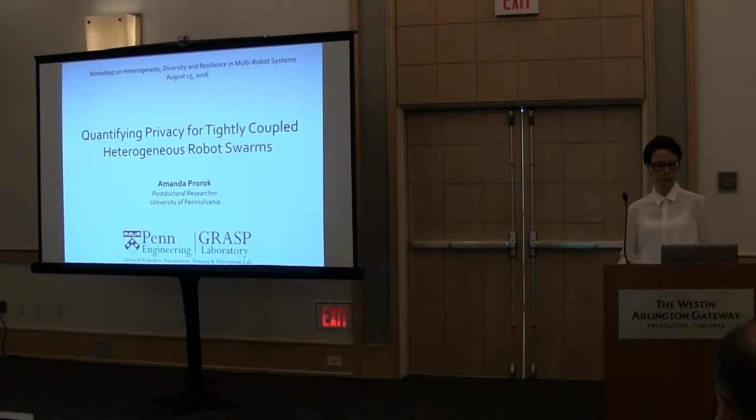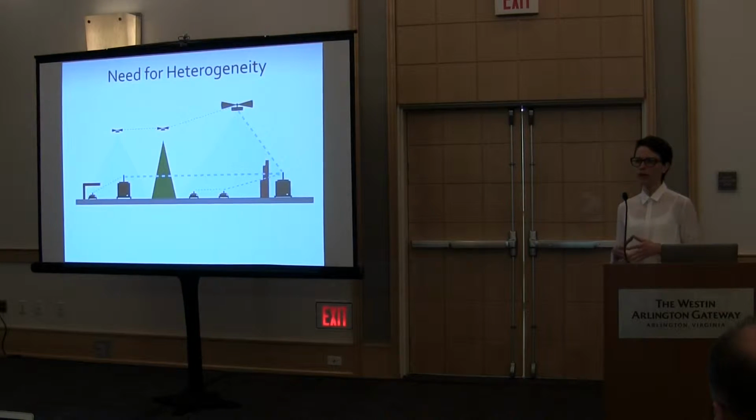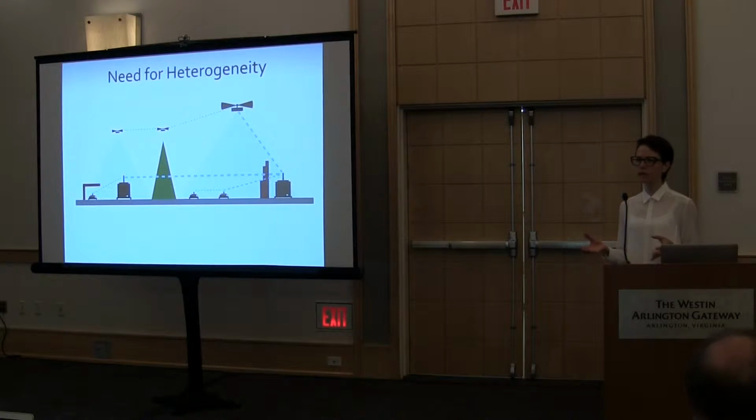Privacy for heterogeneous robot swarms. So heterogeneity is something that we need when we're trying to tackle very complex problems that require a wide range of capabilities. Because our robots tend to be constrained at a platform level, we may find ourselves in a situation that we want to distribute these various capabilities amongst our different robot team members.